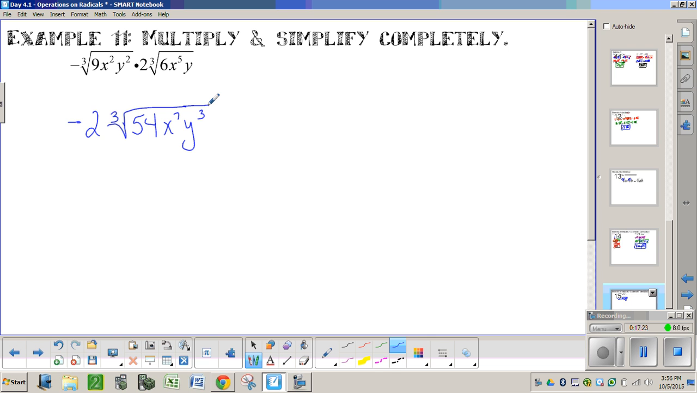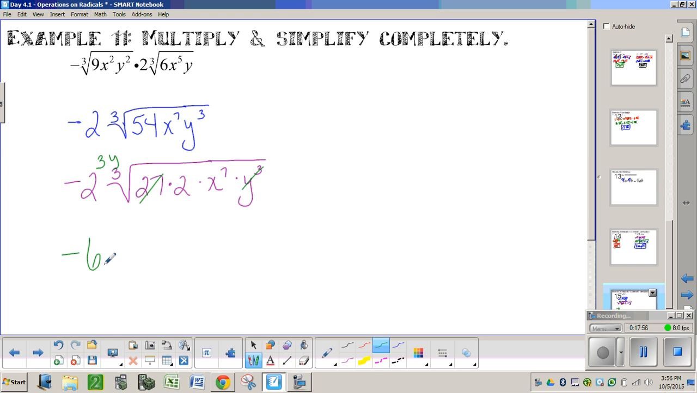Now remember, we're working with perfect cubes this time because your index is 3. So when you simplify this one, you want to keep in mind your perfect cubes. So negative 2. 54 is not a perfect cube, but I can change it to 27 times 2. And then we have our x to the 7th, which we'll worry about in a minute, and our y cubed. So let's take a look at the perfect cubes in there. We have 27, that's 3. And we also have y cubed. So that's y. So right now we have negative 6y on the outside of our cubed root.